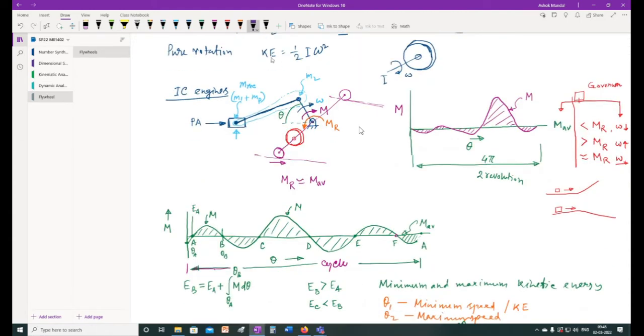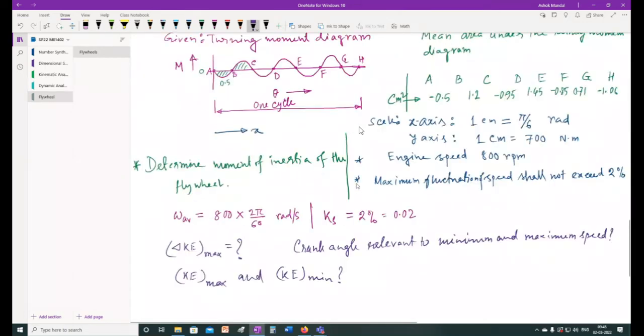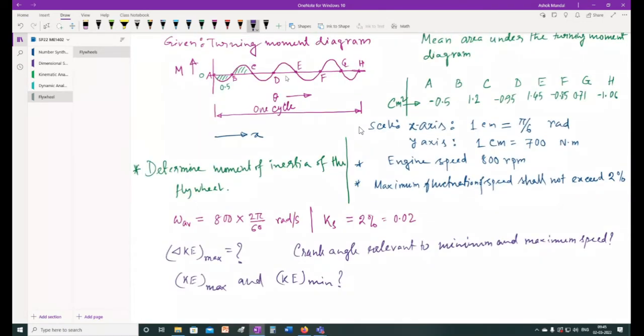Yes. So we need to find out where the kinetic energy is maximum and where the kinetic energy is minimum. That's the problem we have now. So we have to find out the maximum kinetic energy and the minimum kinetic energy using this diagram.